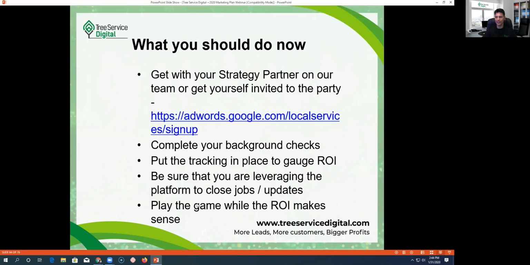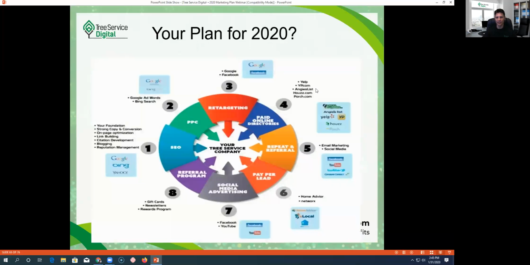And I would say just get on there and play the game with Google Guaranteed while the return on investment makes sense. Since it's still kind of new, a year or two old, it's still generating pretty good quality leads for a decent cost. But the more and more tree contractors that get verified, of course, there's going to be more and more people in there, so it's going to start costing more per lead.